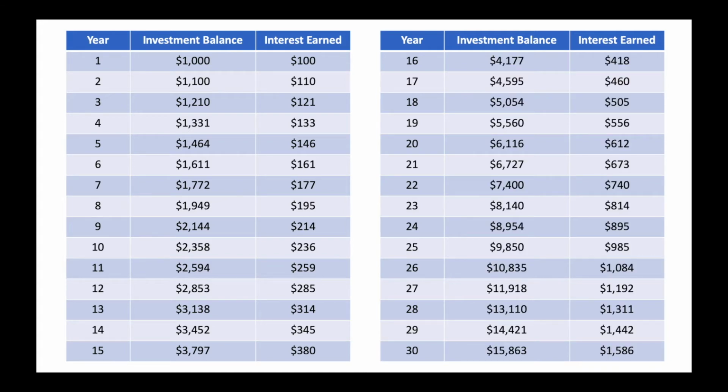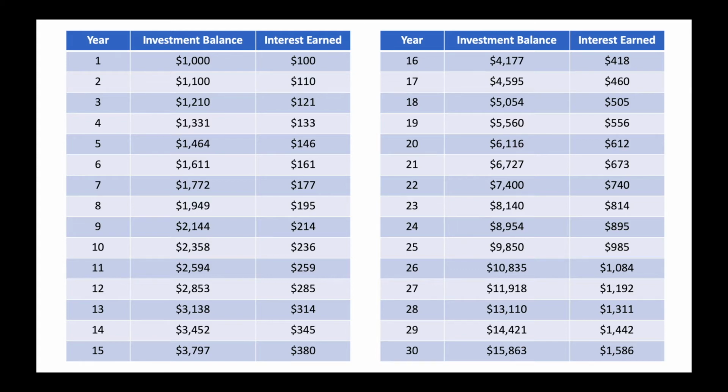Similarly, if we fill in all of the rest of the years through year 30, we can see that by the end of year 30, we have an investment balance of $15,863 and interest earned of $1,586. This balance is over 15 times the initial balance, and we did nothing except keep that balance in an account that earns 10% per year and not touch any of the interest or money that's in the account.